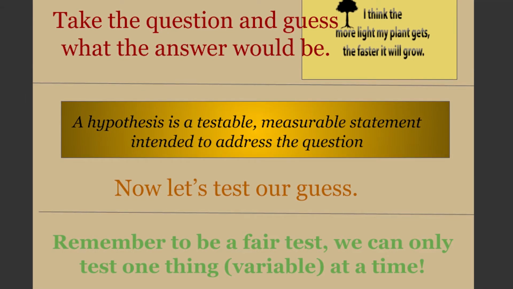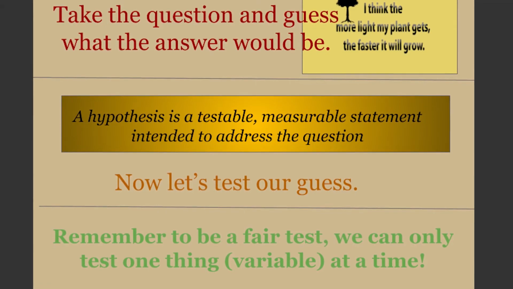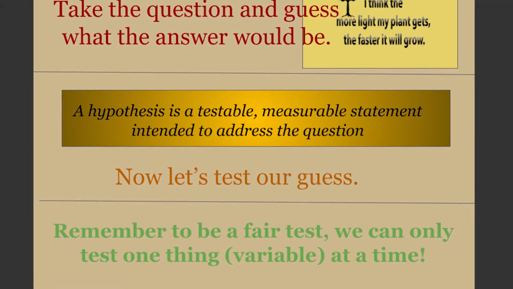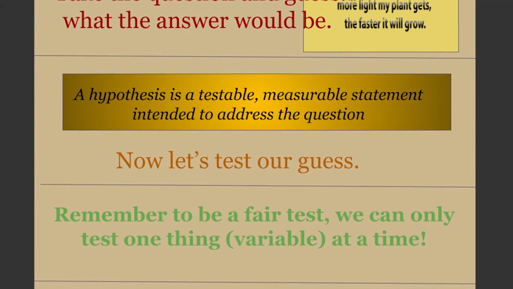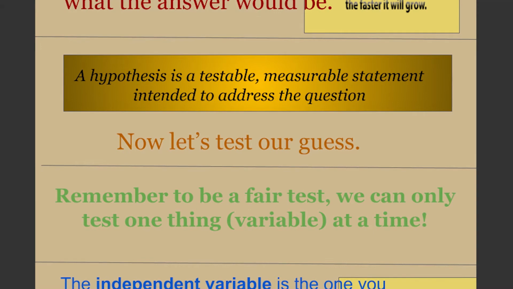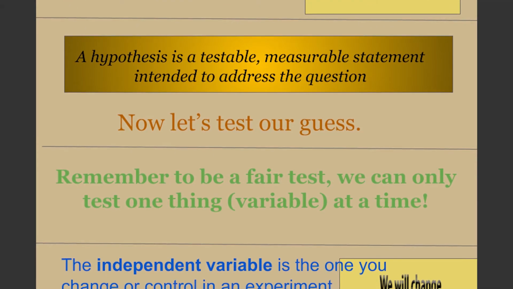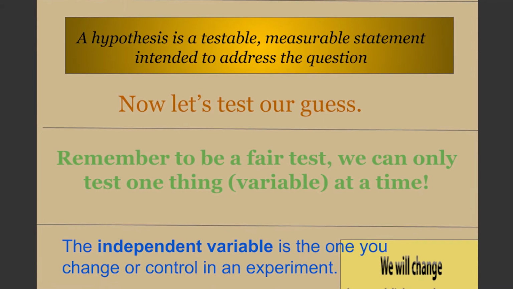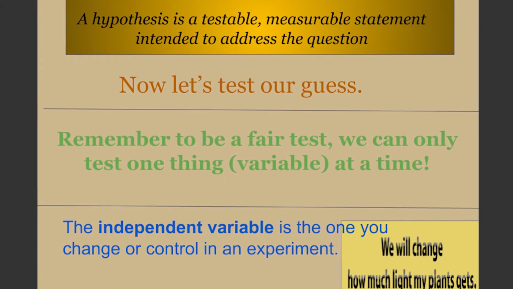and so that's what we call a hypothesis. And we have in there that a hypothesis is testable, so we have to be able to test it. We have to test our idea. It has to be measurable. Oh, we have to be able to measure something. We can do that. And then it says it's intended to address the question. It means we're going to try to answer our question, right? And so we could see if it grows fast, we can test and we can measure to see how it's growing every day or something, and you see how fast it's growing.